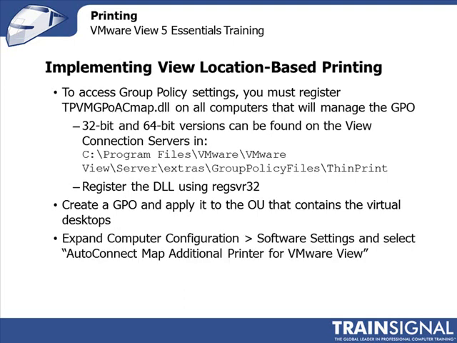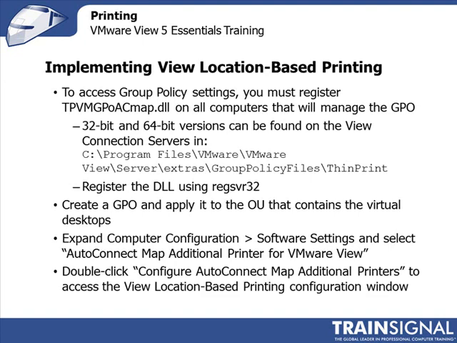Once the GPO is created, expand the software settings under Computer Configuration and select the Auto Connect Map Additional Printer for VMware View. Inside of there, you'll want to double-click the Configure Auto Connect Map Additional Printers in order to access the GUI for the View location-based printing configuration.